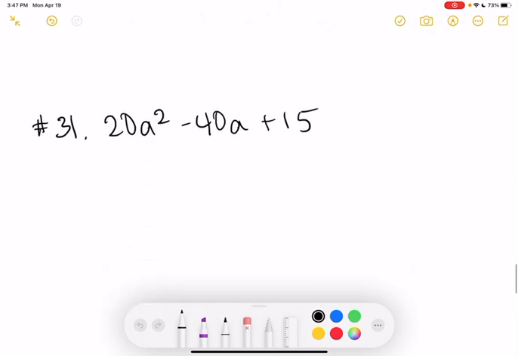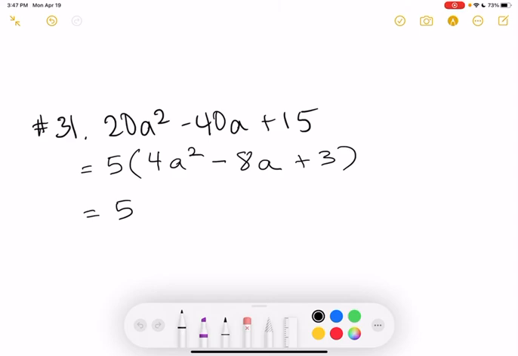7.3, number 31. Again, I always like to see, is there a greatest common factor? So 15 won't work, so I'll start going down. It looks like 5. 5 would go into each of these, right? So let's go ahead and pull out a 5. And then we're left with a 4a squared. And then minus, that looks like an 8, right? 8a plus 3. And if you like the shortcut, you can't use it here either.